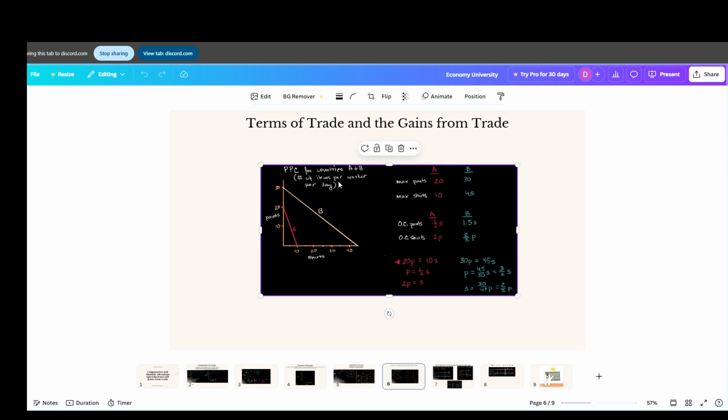Now, what I want to do is start not from the production possibilities frontier, but from the input table of data, which is the same as the output table, as I already said.